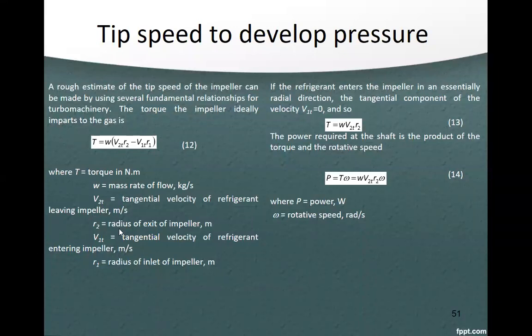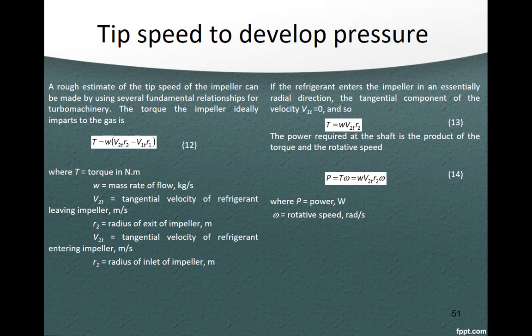V sub 2T is the tangential velocity of refrigerant leaving the impeller, meter per second. R sub 2 is the radius of exit of the impeller. V sub 1T is the tangential velocity of refrigerant entering the impeller, meter per second. R sub 1 is the radius of inlet of the impeller, meter. So, fluid machinery subject nyo, medyo alam ko, gamit na gamit yung mga symbols doon.